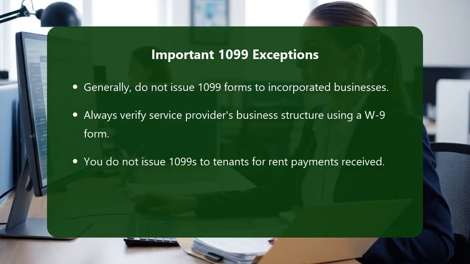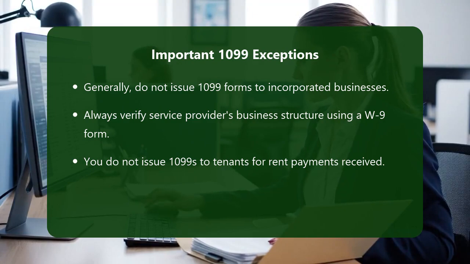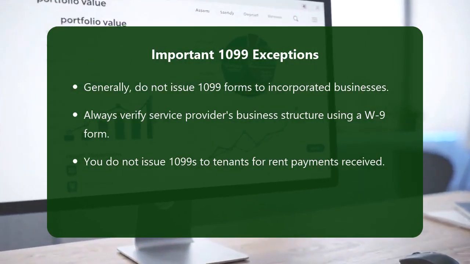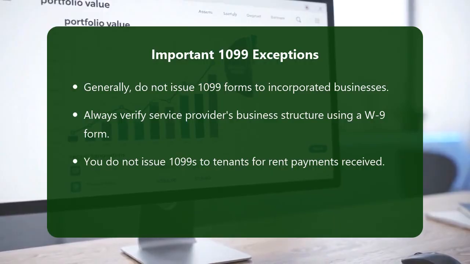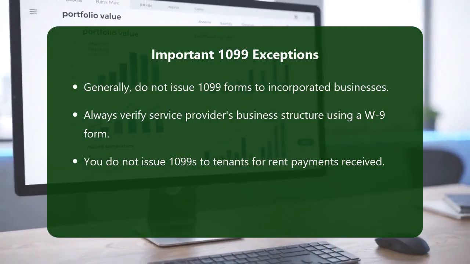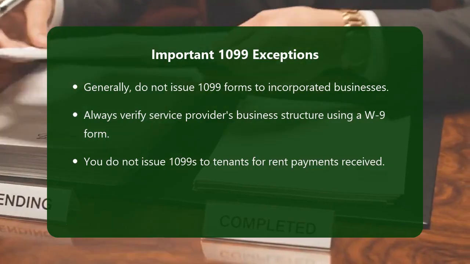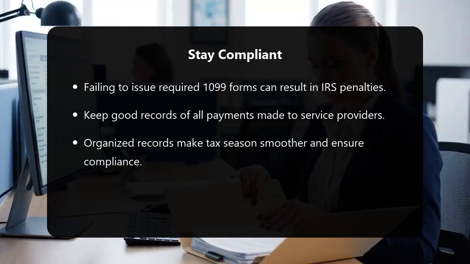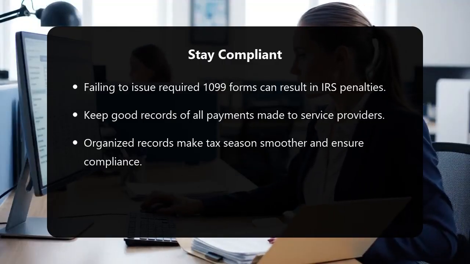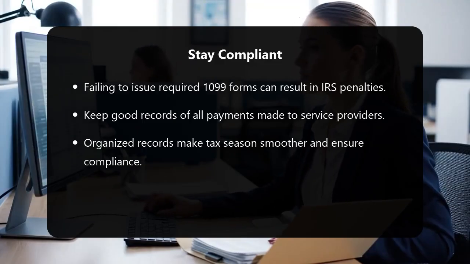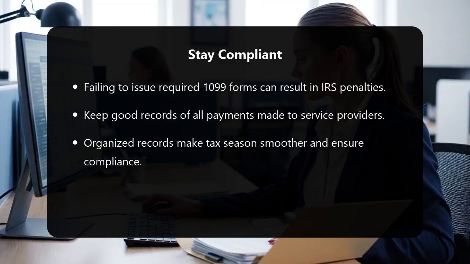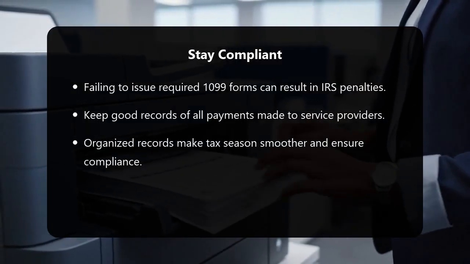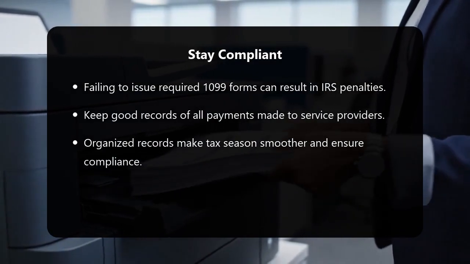What about rent payments? As a rental property owner, you typically receive rent payments, and you are not required to issue 1099 forms to your tenants for the rent they pay you. The 1099 requirement is for payments you make for services to your business. This is a key distinction. The IRS wants to ensure that contractors and service providers report their income. If you use a payment processor for rent collection, they might issue you a 1099-K if you meet certain thresholds, but that's a different scenario entirely. Focus on the payments you make.